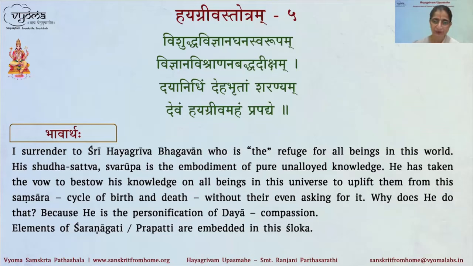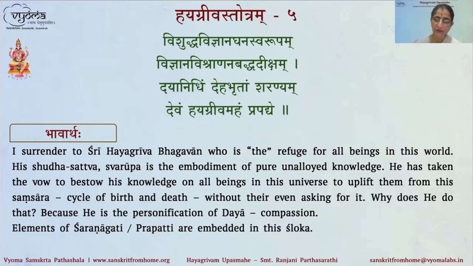So Vishuddha Vijnana Ghanaswaru, right? That is the first phrase. Okay, we'll start from Devam Hayagrivam Aham Prapati. That's our primary phrase, right? The core part of the shloka is Devam Hayagrivam Aham Prapati. So I surrender to Sri Hayagriva Bhagavan. That is Devam Hayagrivam Aham Prapadye. Deha Bhritam Sharanyam Devam Hayagrivam Aham Prapadye. Who is the refuge? Sharanyam, for Deha Bhritam, for all the beings in this world. So this is the first part.